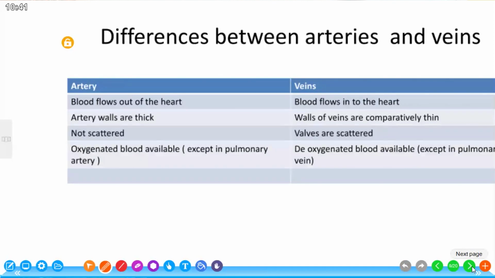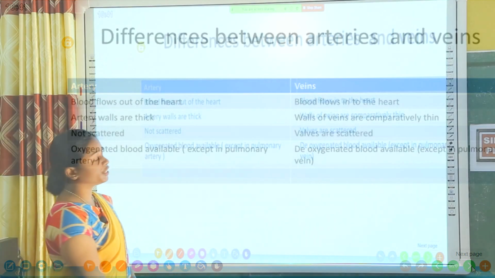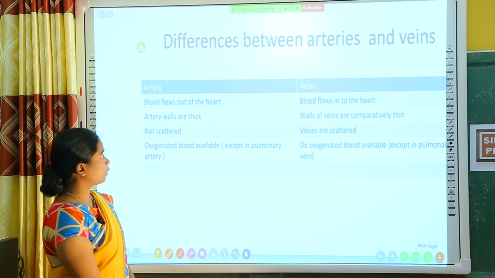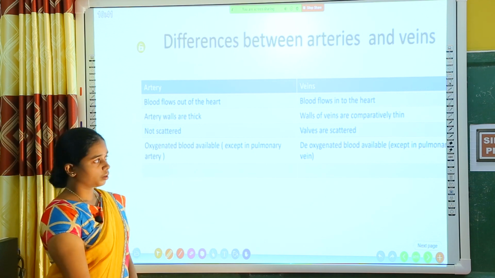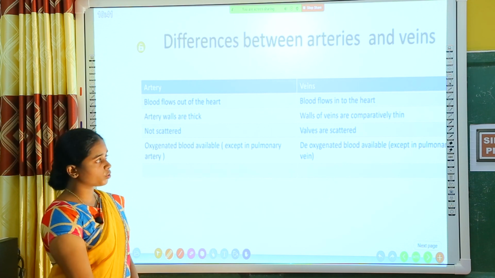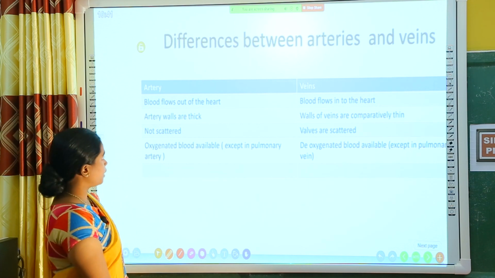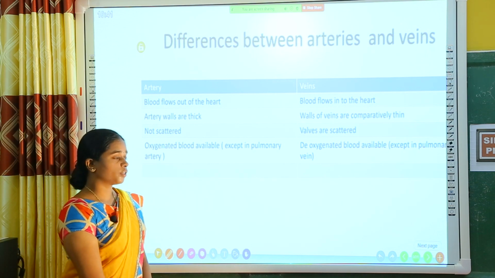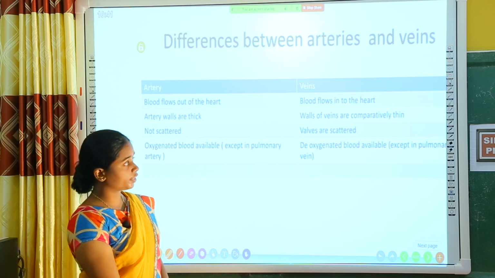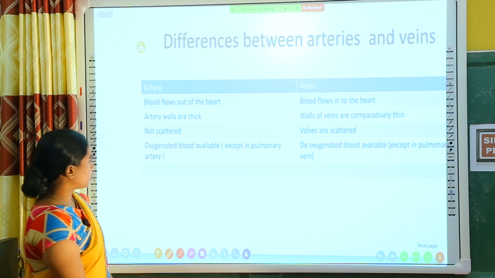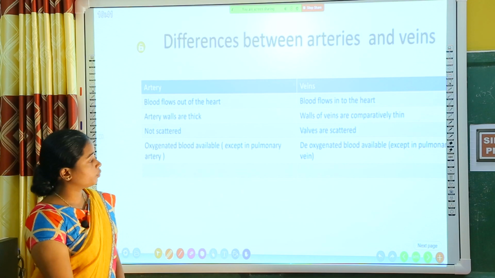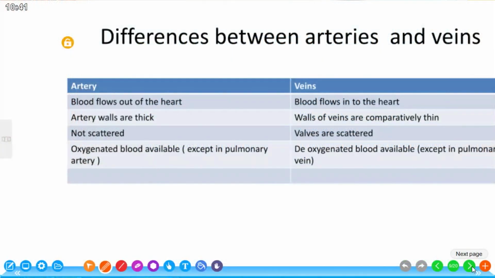Next, we are going to see about the differences between arteries and veins. So, what are the differences between arteries and veins? In arteries, blood flows out of the heart, but in veins, blood flows into the heart. And the artery walls are thick, and the walls of the veins are comparatively thin. Then in arteries, the valves are not scattered. In veins, valves are scattered.